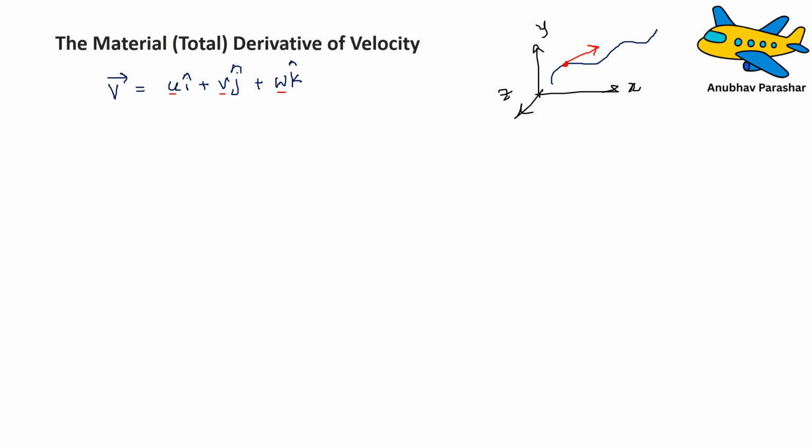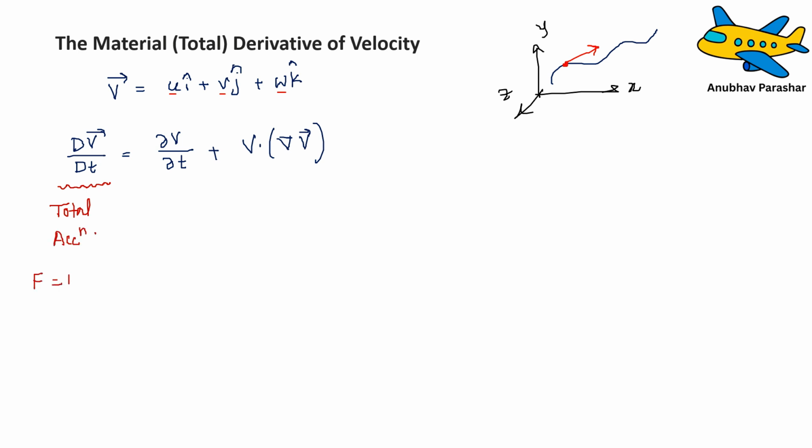Now if you want to write it in material derivative form, we write capital D v by capital D t equals del v by del t plus v dot del operator of v. This is written in vector form. This is known as the material derivative, or material acceleration, or the total acceleration. Whenever you use the formula F equals ma, this is the acceleration. This is how we calculate the acceleration.